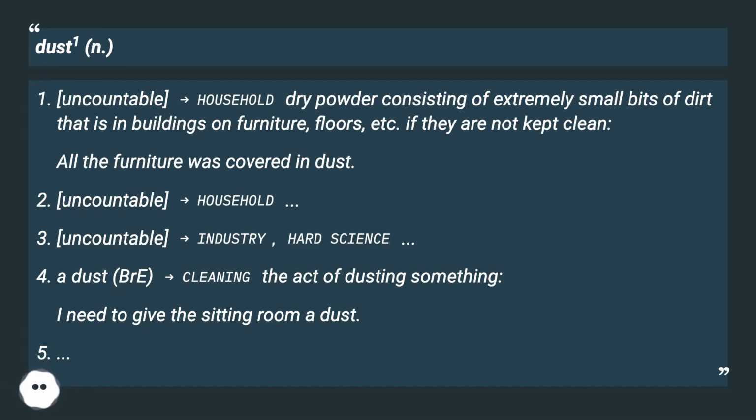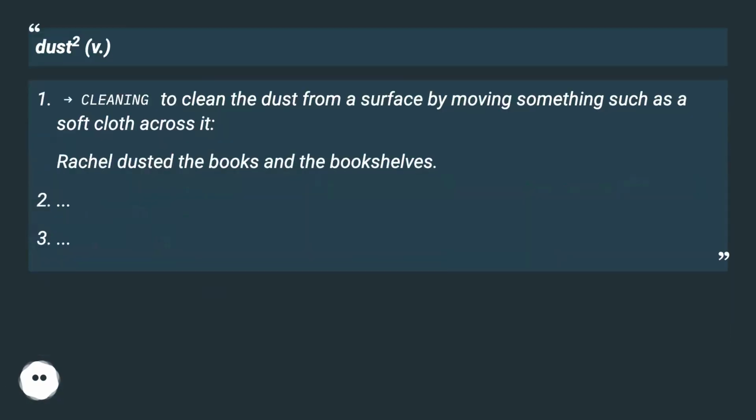Uncountable, industry, hard science. A dust, British English, cleaning: the act of dusting something. I need to give the sitting room a dust. Dust, verb. Cleaning: to clean the dust from a surface by moving something such as a soft cloth across it. Rachel dusted the books and the bookshelves.